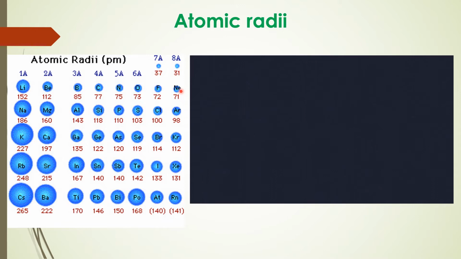Now when we go down the group, you can see that the atoms are getting larger. The reason why these atoms are getting larger is because the electrons are added in a new shell. And when that happens, the inner electrons will repel the outer electrons. They push the outer electrons away.